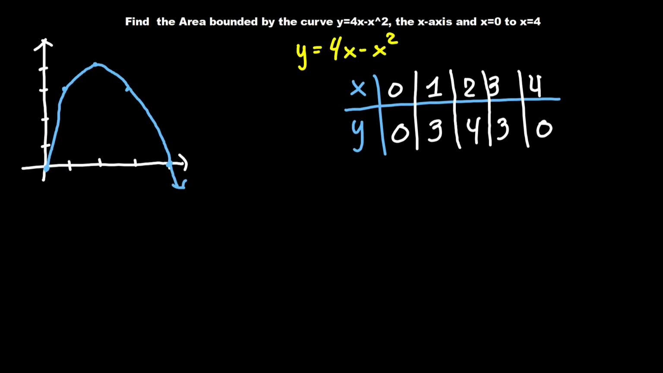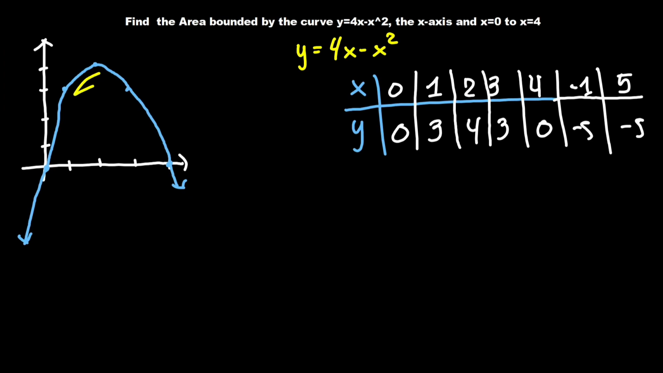If you want to visualize how the graph will go, let's test if x here would be equal to negative 1, y here would be equal to negative 5, and if x here would be equal to 5, y here would be equal to negative 5. So, you can see here that it will go down, it will never go back up now. And so, this is the area which we would find.